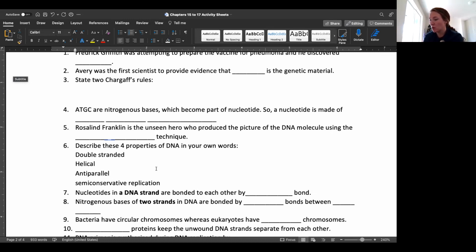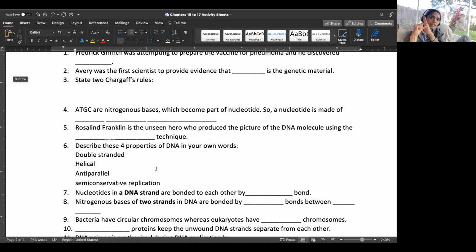That's what I put. And then number 7: nucleotides in a DNA strand are bonded to each other by covalent bonds. So look at this. These are the two strands, right? This is a polynucleotide strand. This is a polynucleotide strand in a DNA. Two together is a DNA. This is a polynucleotide strand.